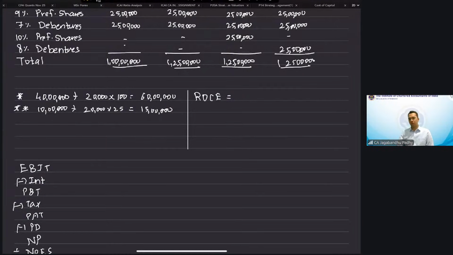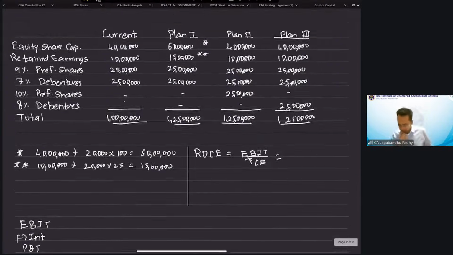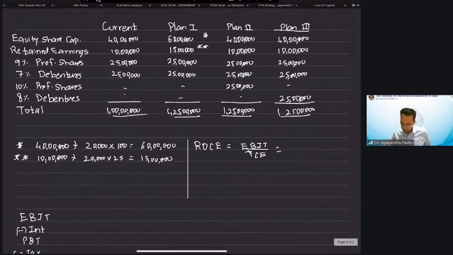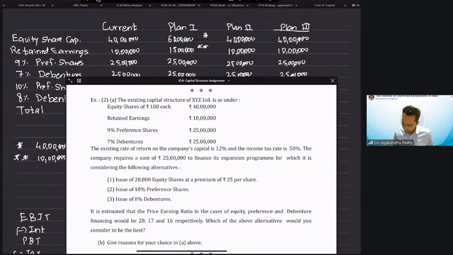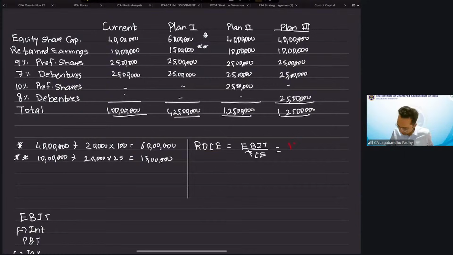What is the return on capital employed? Return on capital employed is, of course, calculated as EBIT upon total capital employed. Now, originally, we had an EBIT of how much, guys? In fact, the existing rate of return is 12%. It's given to us.